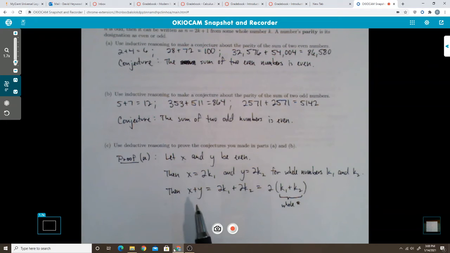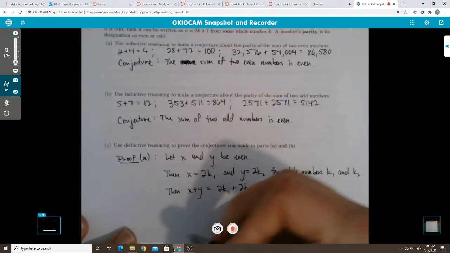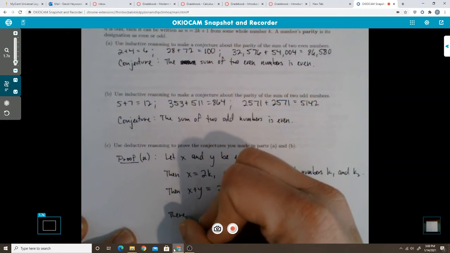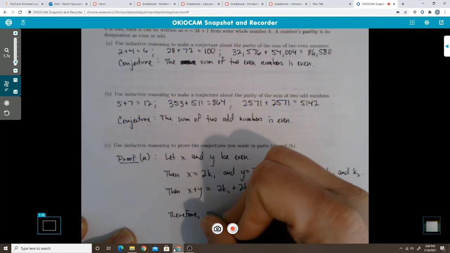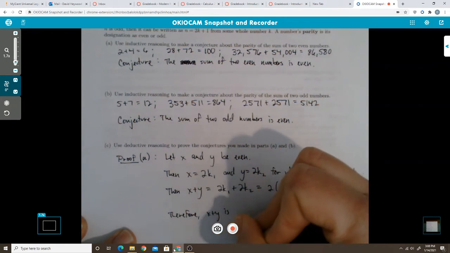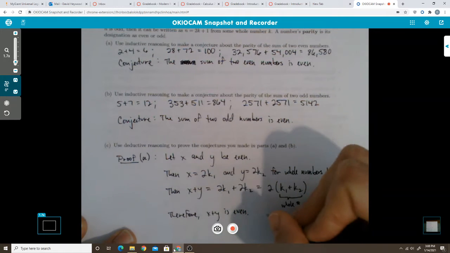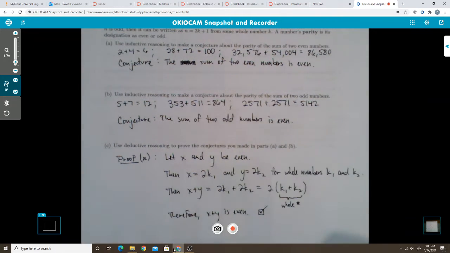So we've shown that the sum of x plus y is 2 times a whole number. That means it's even, right? So therefore, x plus y is even. And that concludes the proof of that conjecture, right? So that's deduction.